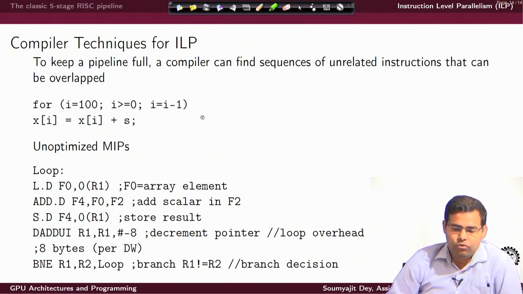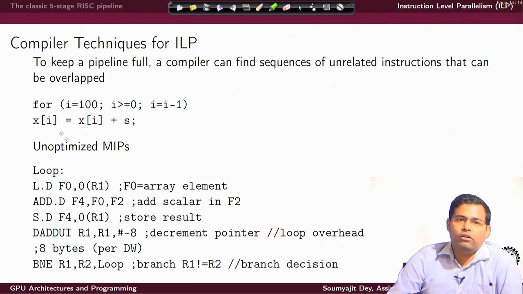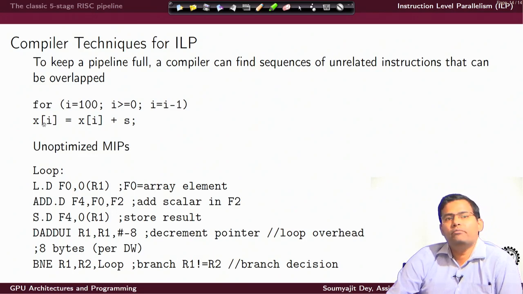So we have a loop with the loop index down counting from 100 to 0, and all we are trying to do is a scalar addition. We are adding the scalar value s to all elements of the vector x. Now consider the corresponding MIPS assembly, which is unoptimized.